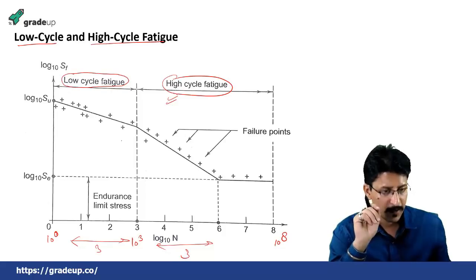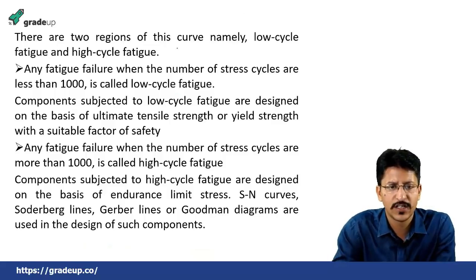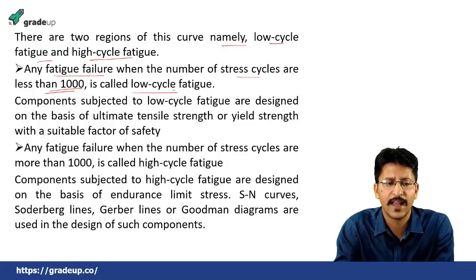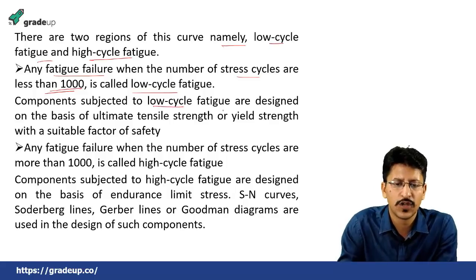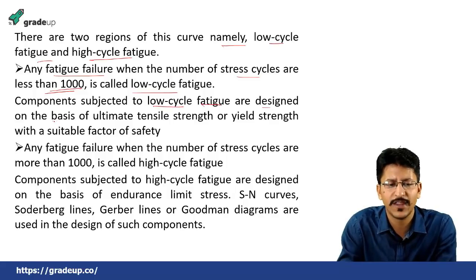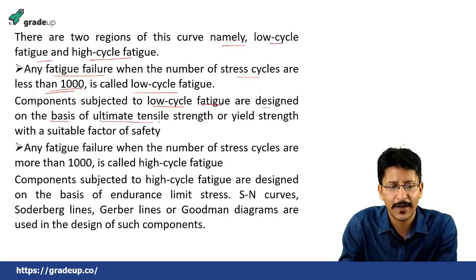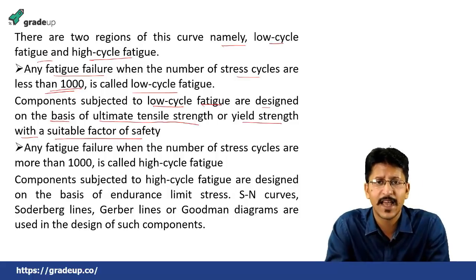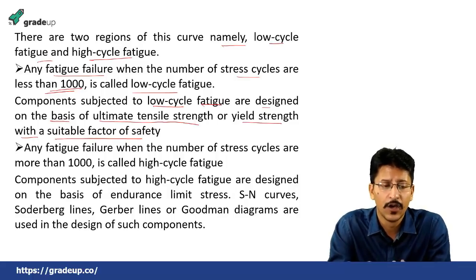This I have written also. There are two regions in this curve, namely low cycle fatigue and high cycle fatigue. Any fatigue failure when the number of stress cycles is less than 1000 is called low cycle. The components subjected to low cycle fatigue are designed on the basis of ultimate tensile strength or yield strength with a suitable factor of safety. Means they are simply designed as in the case of static loading.